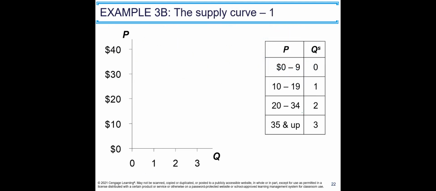Now let's draw our demand curve. Now let's draw our supply curve based on this supply schedule. 0 to 9, no businesses are going to supply. 10 to 19, only 1 business. 20 to 34, 2 businesses. 35 and up, 3 businesses.